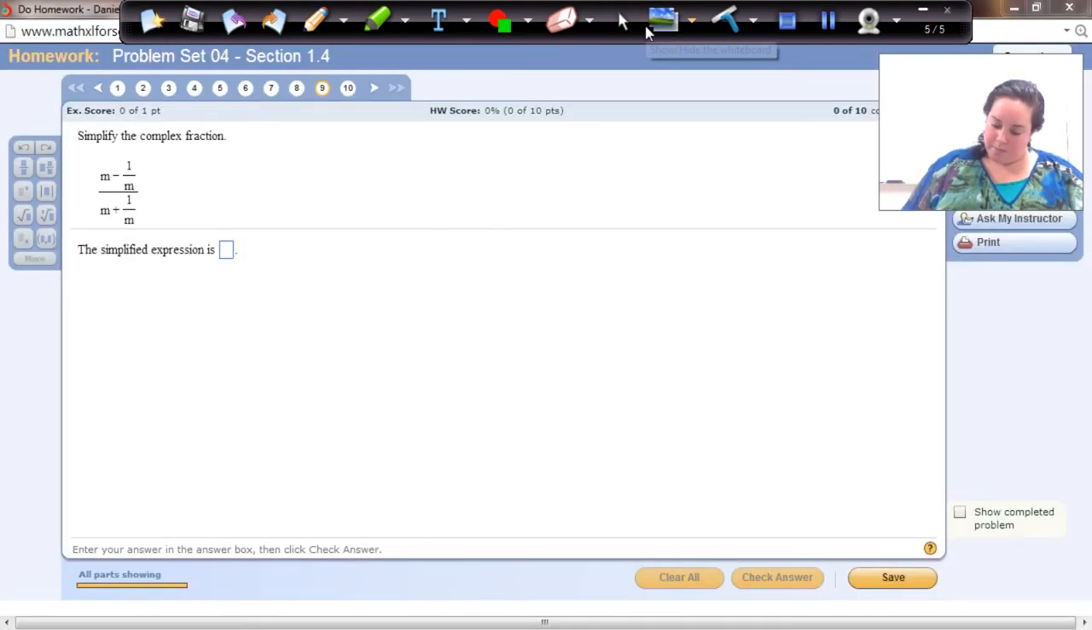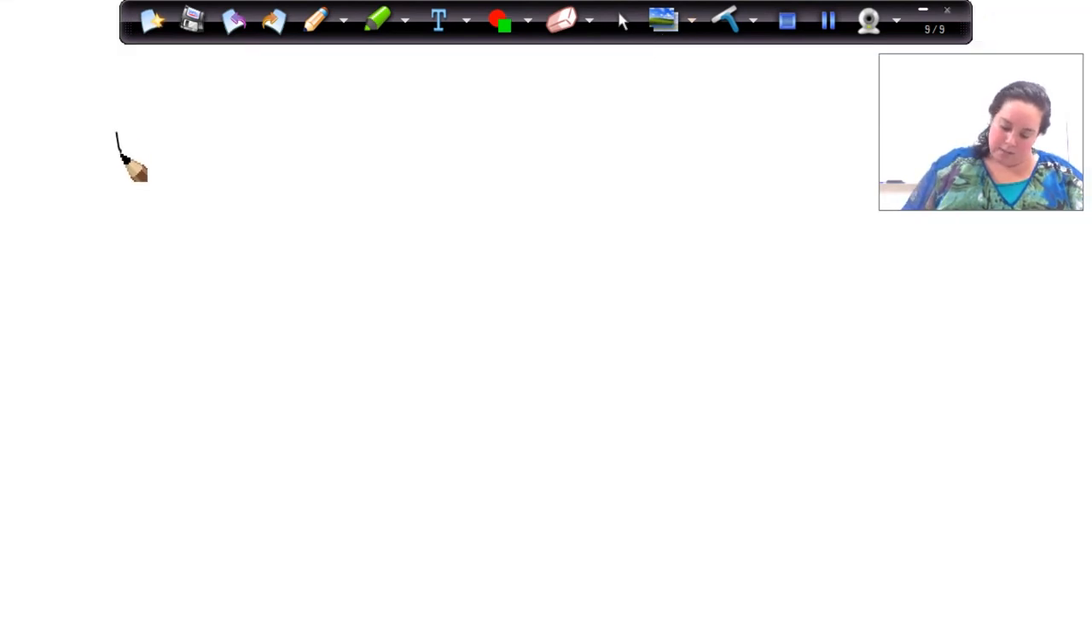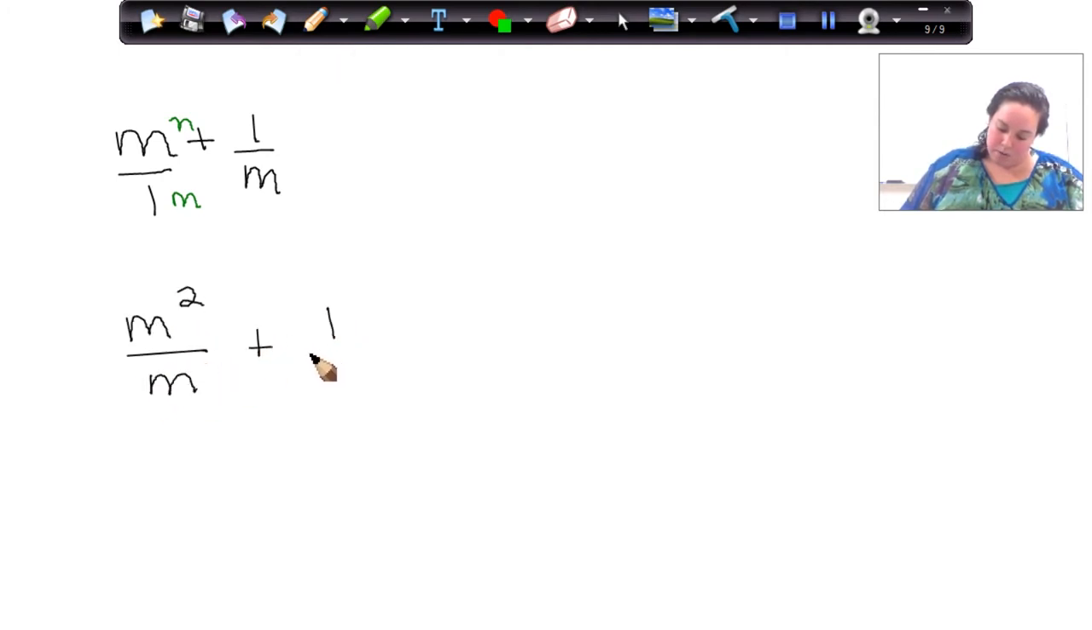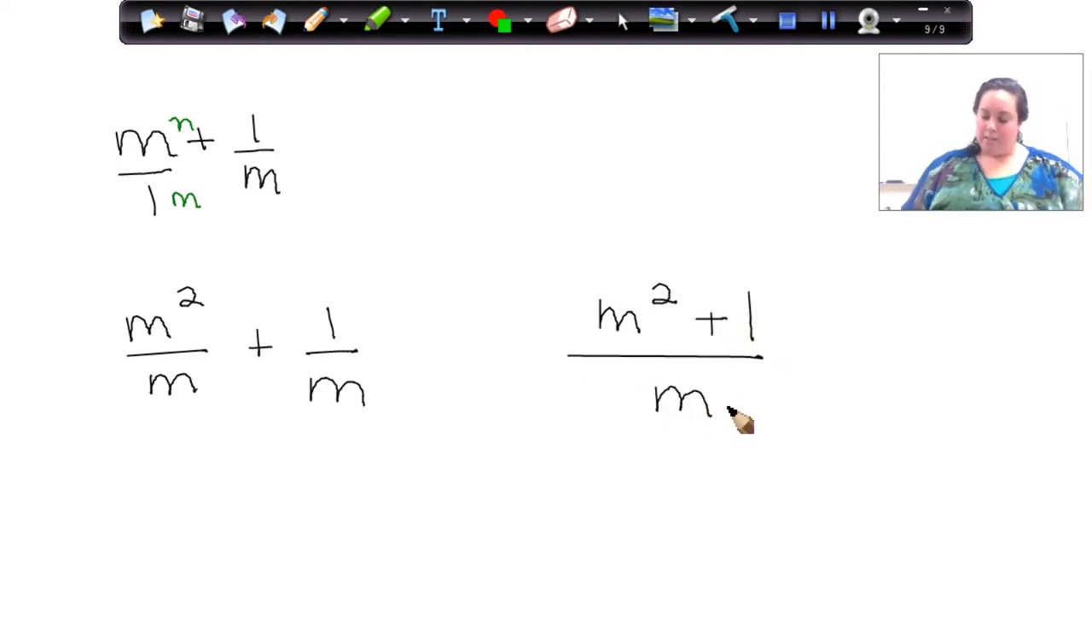For the next one, for the denominator, we have m plus 1 over m. Same story. Okay, this is m over 1. We need a common denominator, which means we need to multiply by m here and m here. So we are going to get m squared over m plus 1 over m, which will give us m squared plus 1 over m as our denominator.